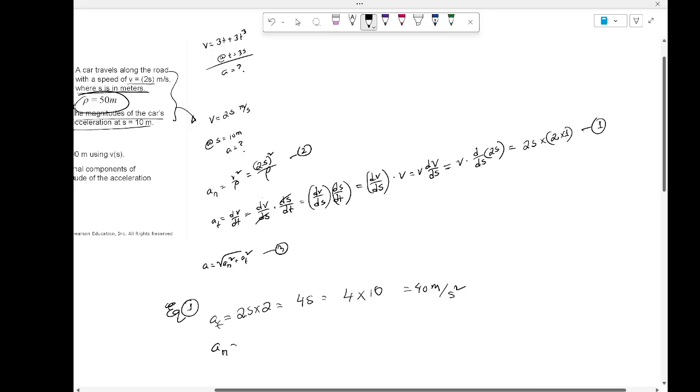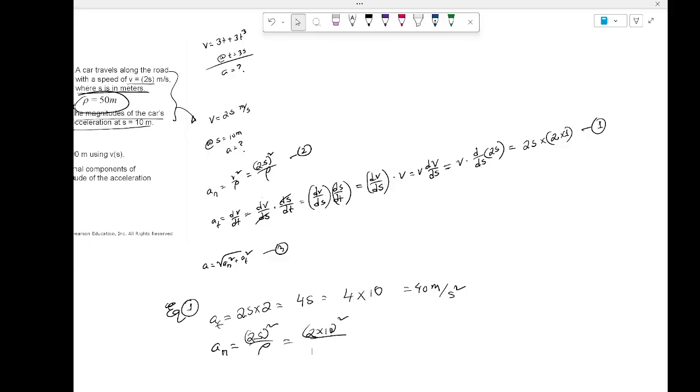So AN should be what, guys? Again, you have this 2s squared divided by rho. 2 multiplied by 10, squared, divided by rho means you have 20 squared, which is 400, divided by rho, which is 50. So that one gives you meters per second squared. What's the value? 4, right? 8. Sorry, it should be 8.